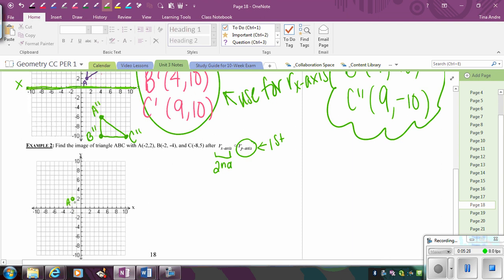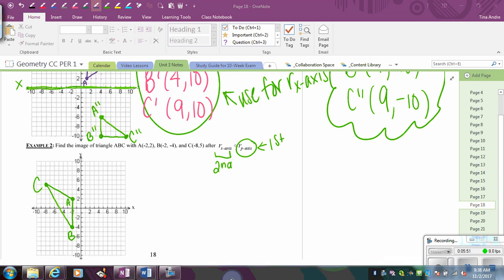So we have A, -2, -4, B, and then -8, 5. And the first thing we're going to do is we're going to reflect this over the y-axis.